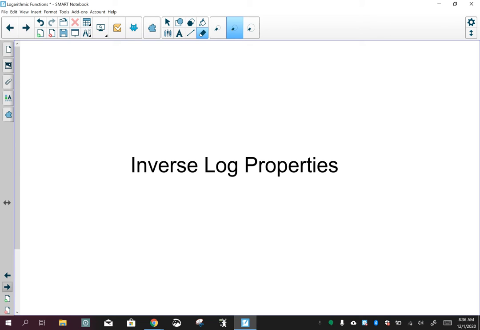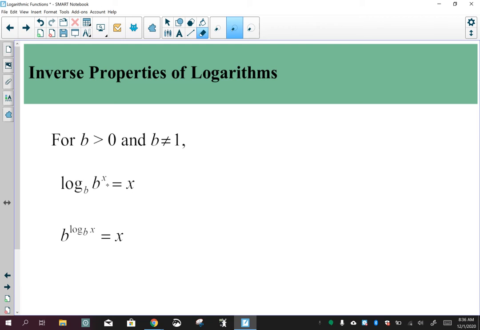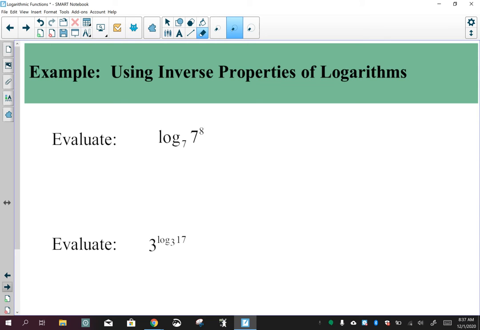Then we have these inverse log properties. Basically, what that's saying is, again, if you have your base b, your log of b, and that's raised to the x power, your answer is simply going to be x. And the same thing up here. If you have your exponent raised to something, whatever is written over here, your answer is going to be x. So if I'm taking a look at this and I'm working on my properties, I notice that these two are exactly the same, so my answer is just going to be an 8.